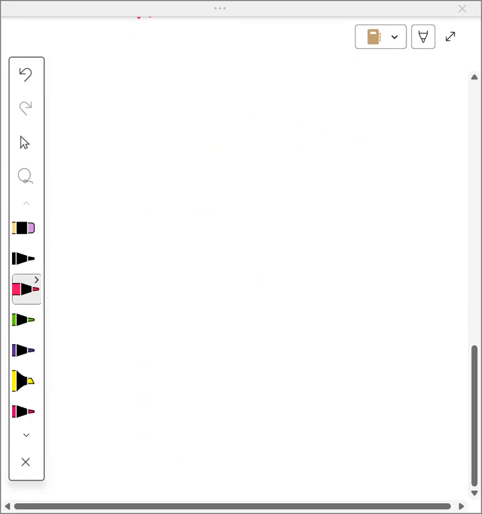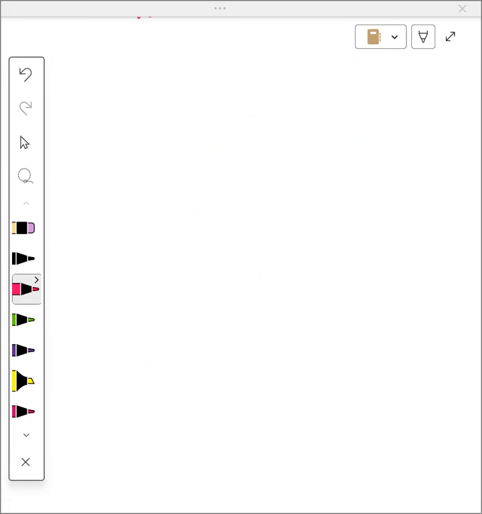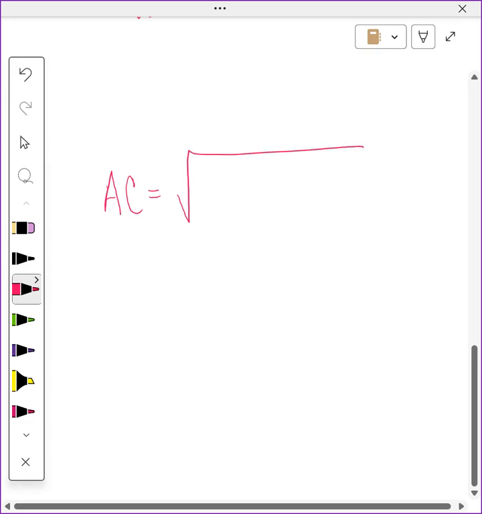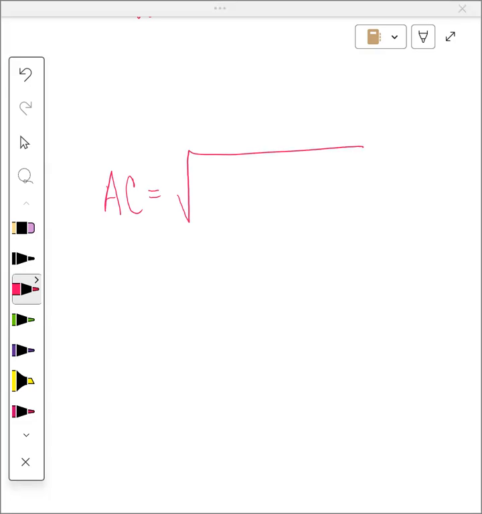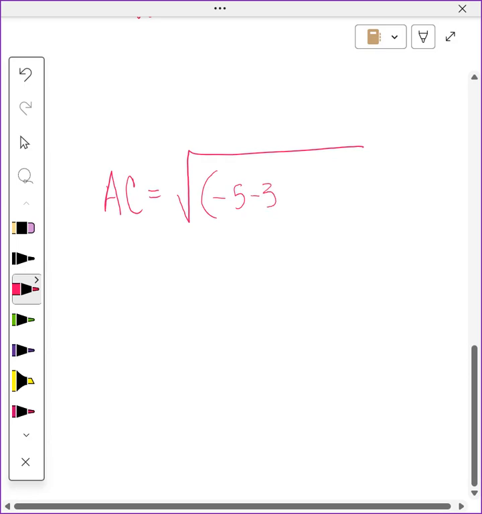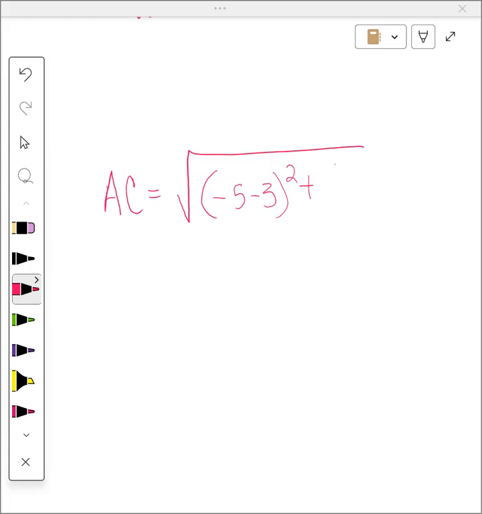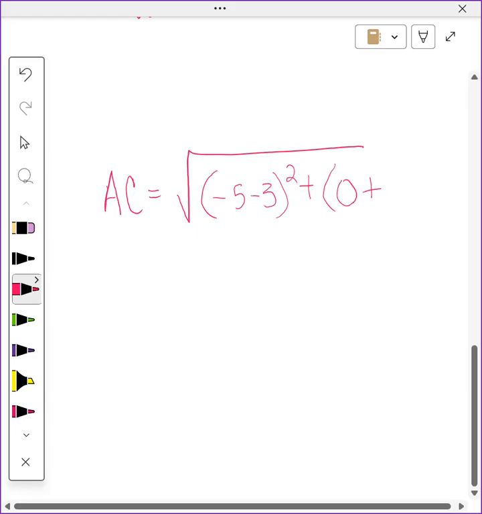Now it's asking us to do some things with our diagonal. Well, you know what? We don't have any diagonals drawn in here, so I'm going to draw them. This is diagonal DB. It helps me to see it. And this is diagonal AC. So I need to find the length of diagonal AC. So let's see. Negative 5 minus 3. Those are my x's. The quantity squared. Y's. 0 minus negative 4, the quantity squared.